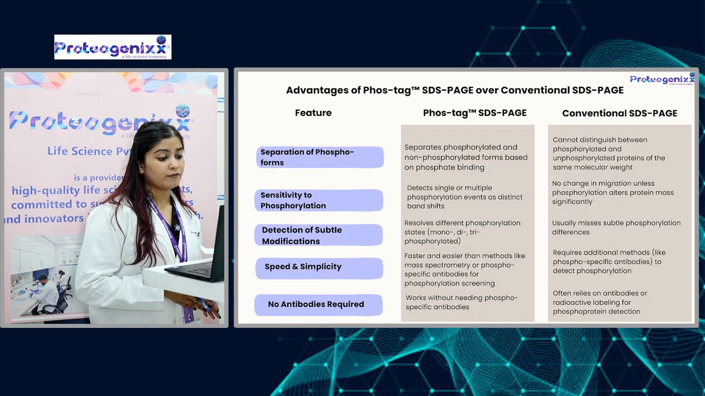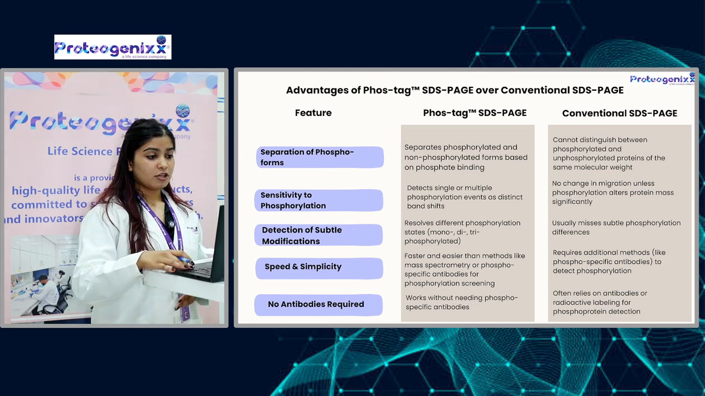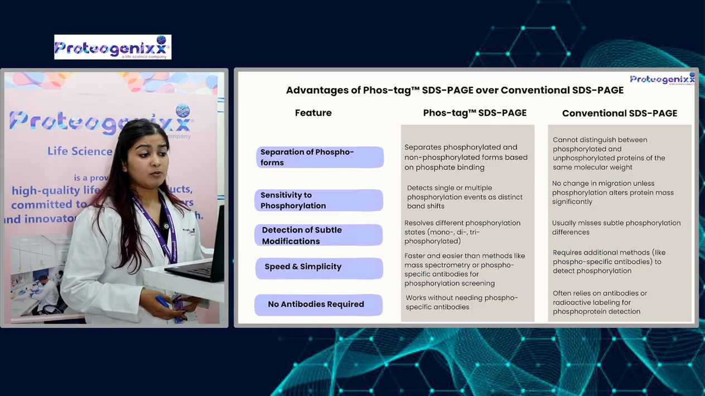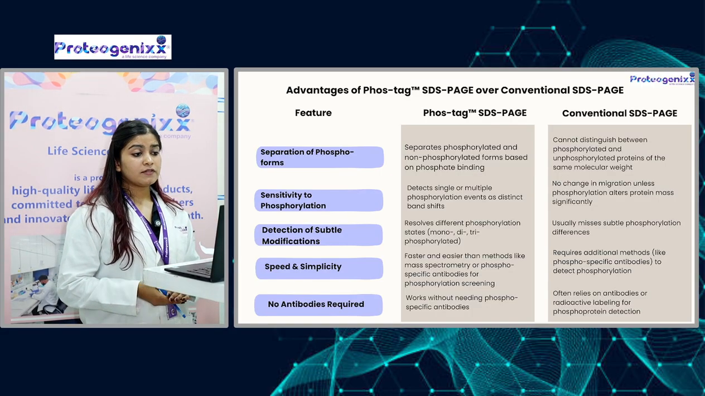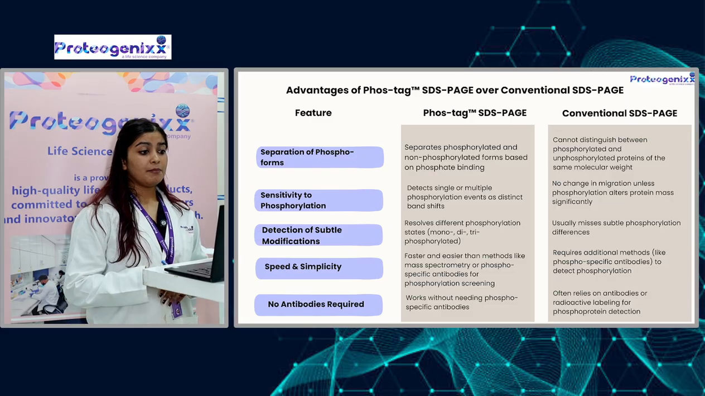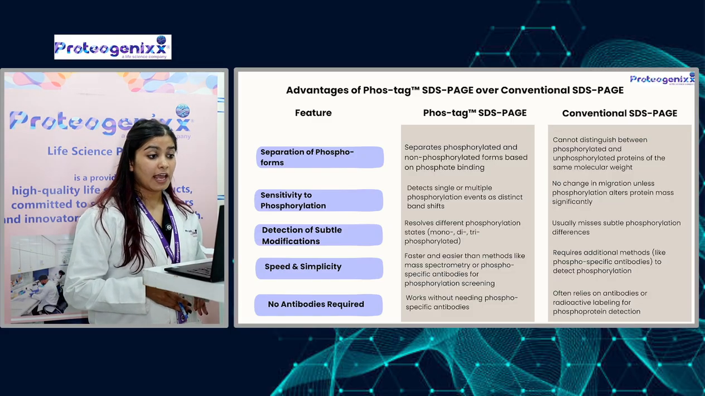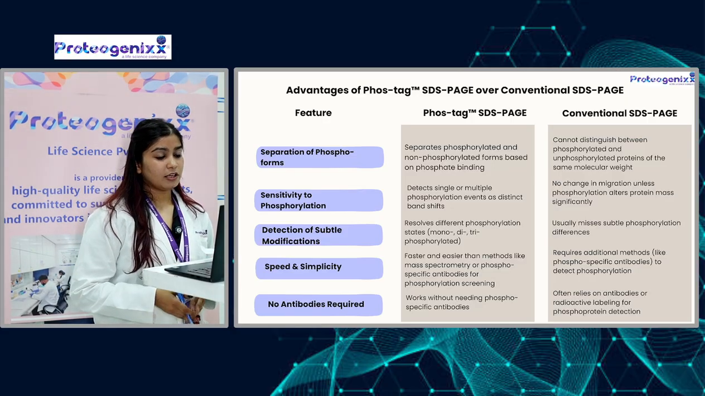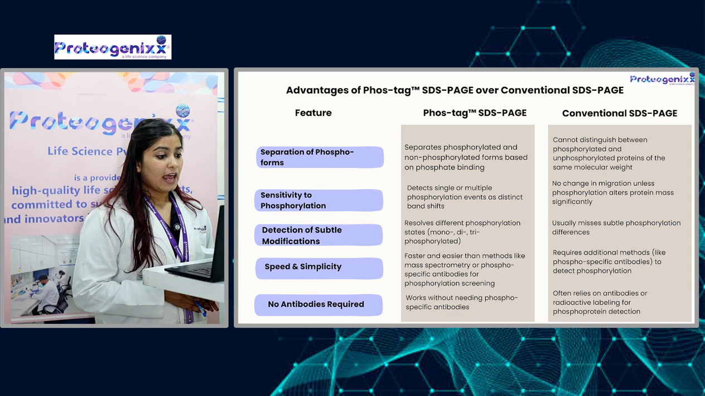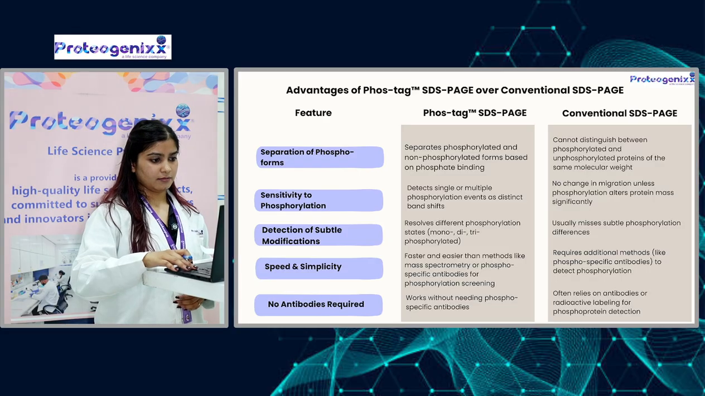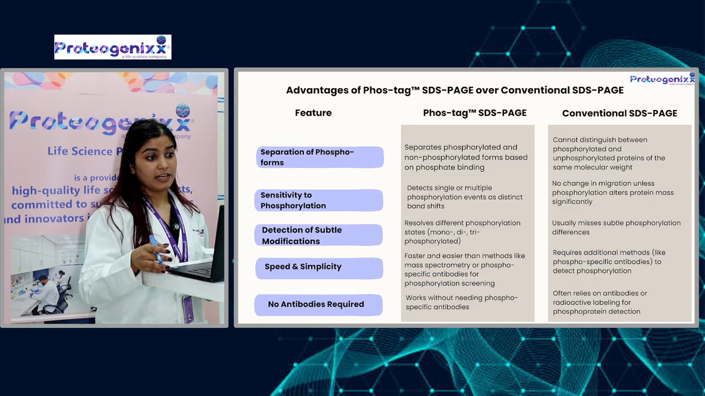So we just went through the workflow, the optimization, and troubleshooting. Now, what are the advantages of Phos-tag over conventional SDS-PAGE, and why should we use Phos-tag SDS-PAGE? This is because, as I've already told you, it will separate your phosphorylated and non-phosphorylated protein forms based on phosphate binding, and not only rely on the molecular weight. And in this, there's no use of antibody, and as you already know, antibodies are very costly, like we use in Western blotting. It is a more rapid and cost-effective method for protein phosphorylation screening, which can work without the use of antibodies.